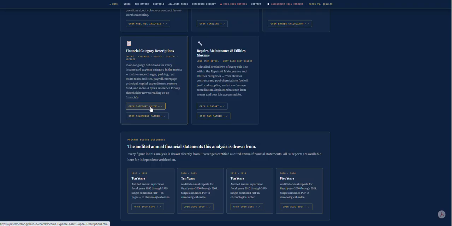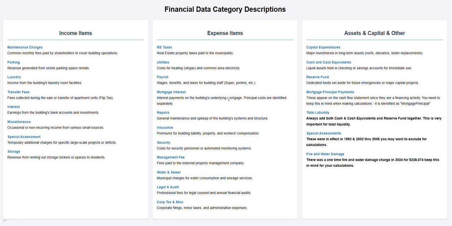Okay, if you go down the page here, financial category descriptions. On the left-hand side, we have 8 income items. In the middle column, we have 11 expense items. And the column on the right, there's 4 additional items: capital expenditures from the cash flow statement, cash and equivalents from the balance sheet, reserve fund from the balance sheet, and mortgage principal payments from the cash flow statement. Mortgage interest is on the income statement and is already captured in the expense column. Every one of these 23 items has its own row in the matrix and its own 35-year trend chart.